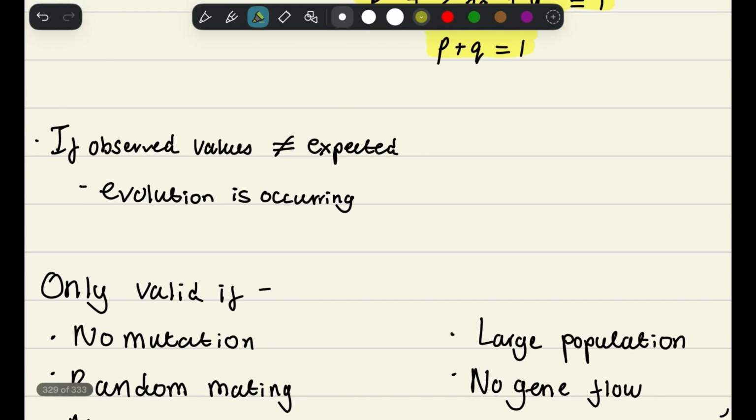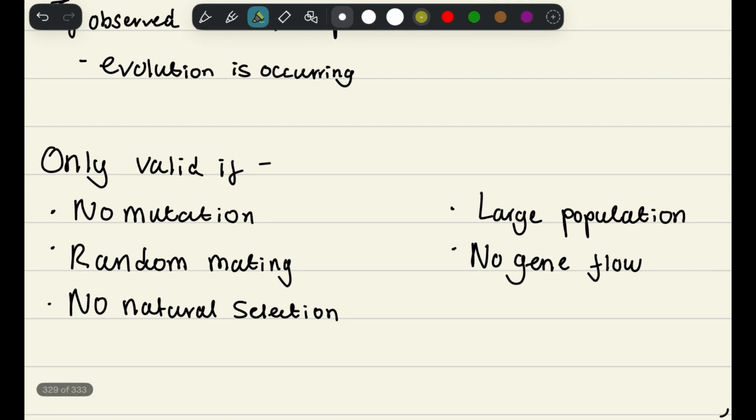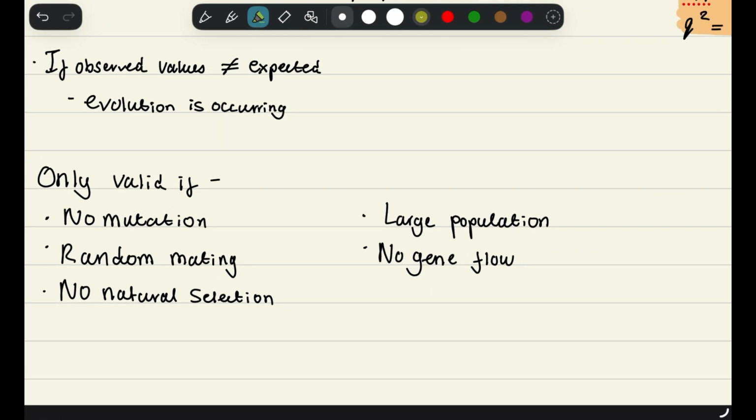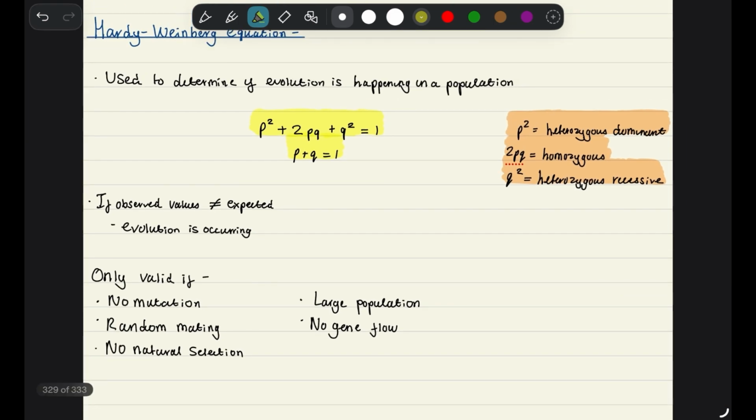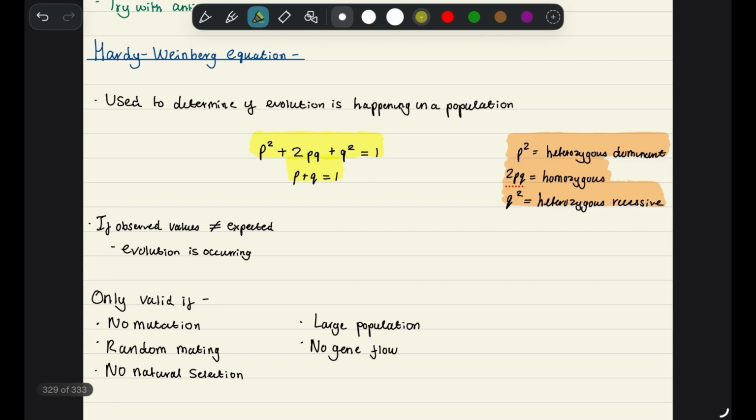So if observed values are not equal to the expected values, then we can say evolution is going on. But we need to know this equation is only valid in certain circumstances, yeah? There couldn't have been any mutation, no random mating, no natural selection, a large population size, and no gene flow, as in no immigration or emigration, right? Probably not going to happen in real life, I'd imagine, just me personally. But those are the ones that you need to know for your exams. So Hardy-Weinberg, I think pretty nice. You can normally apply that formula, but just know which one's dominant and which one's recessive, and you should be kind of good to go.